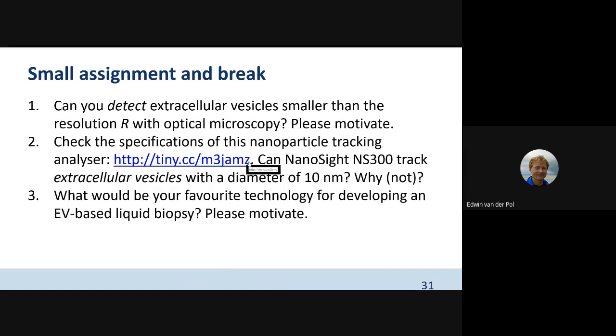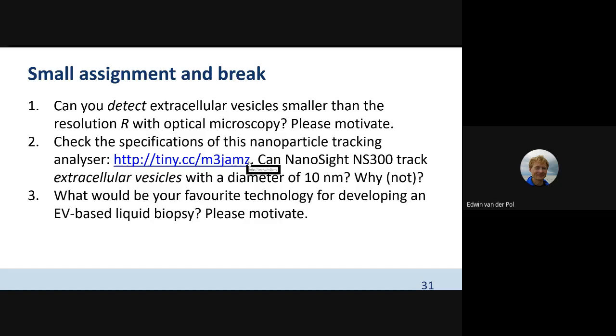All right. Let's start with a small assignment followed by a break. So I prepared 3 questions for you about the presentation so far. The first question is, can you detect extracellular vesicles smaller than the resolution R with optical microscopy? And please motivate. Check the specifications of this nanoparticle tracking analyzer. Please follow the link. And then the question is, can this NanoSight NS300 track extracellular vesicles with a diameter of 10 nanometers? Why or why not?